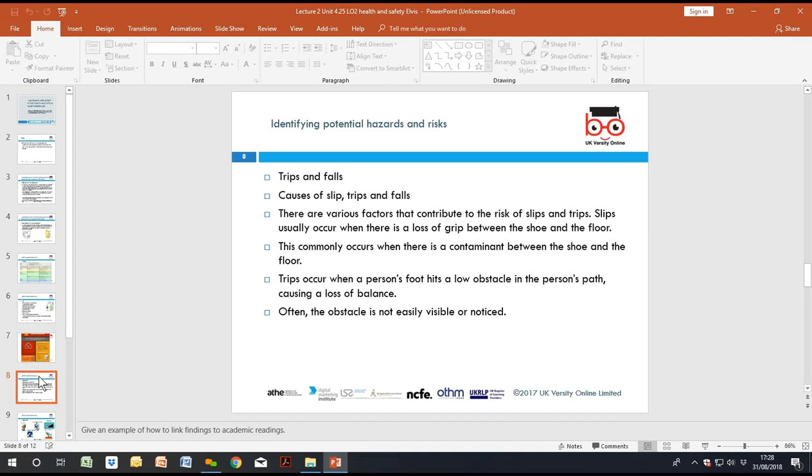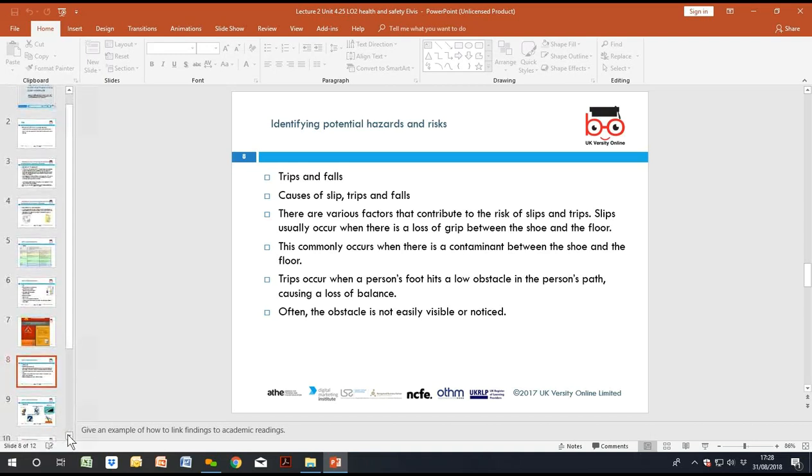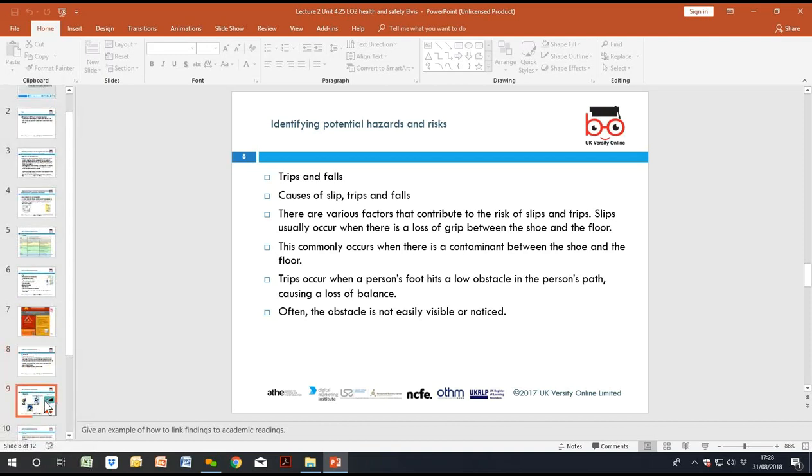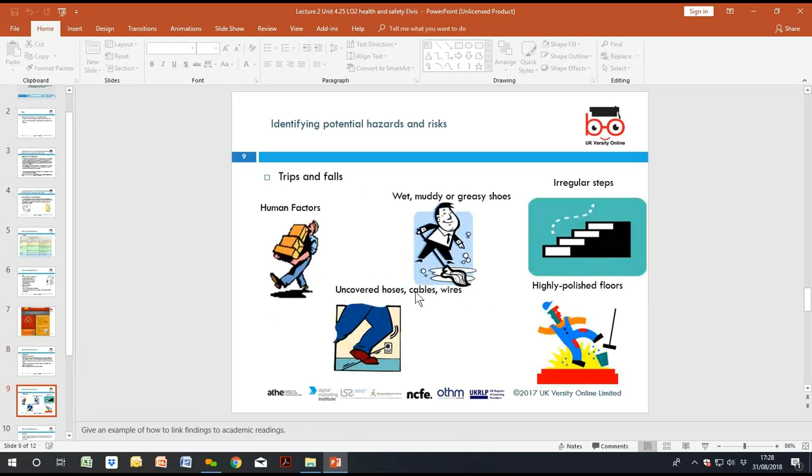So we've looked at infection, hazard and risk. We have looked at trips and falls. And then we've also looked at fire. These are all hazards and risks that need to be risk assessed. And all that we need to do is to be able to identify such potential hazards and risks so that we'll be able to avoid them happening.